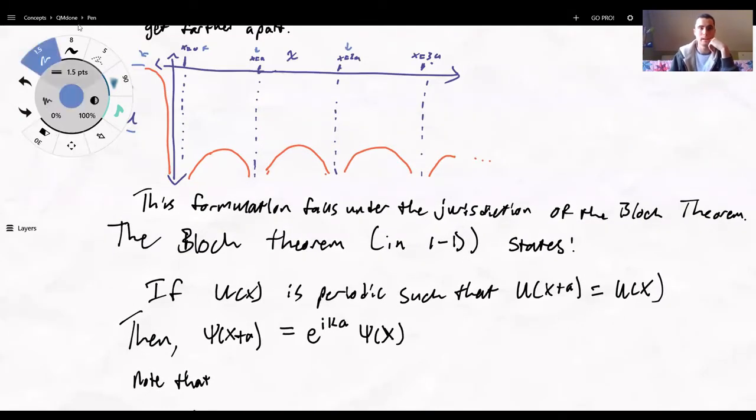What it's trying to say is that if I have some point here, the potential energy is going to be some value here. We'll just call this U equal to, I don't know, q. Then we add a, so we move it over here, and we see that the potential energy is still the same. U is still equal to q. That's what it's saying: our system is periodic. All the energies are the same if you add a.